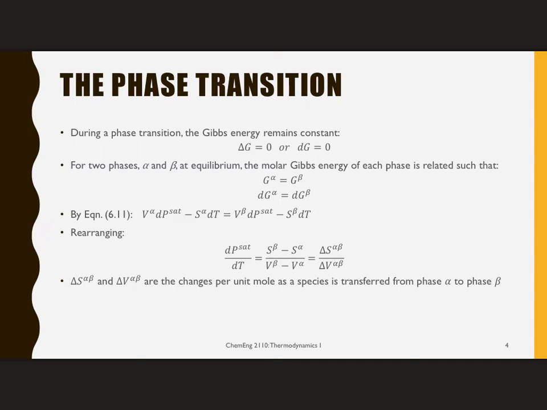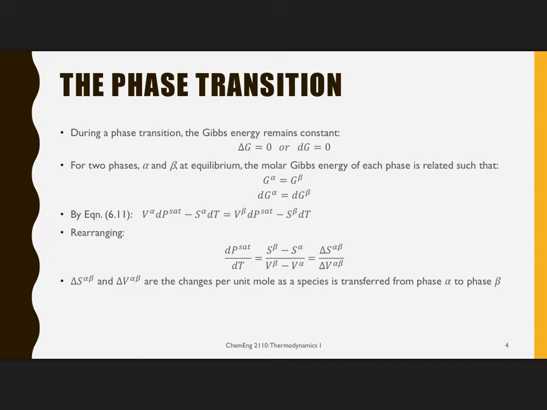Or if we look at little incremental changes in temperature, dG for alpha will be the same as dG for phase beta. Now we've got those fundamental relations. So this tells us that V times dP at saturation, we're talking about saturation or vaporization here, minus S times dT for phase alpha will be exactly the same as for phase beta.